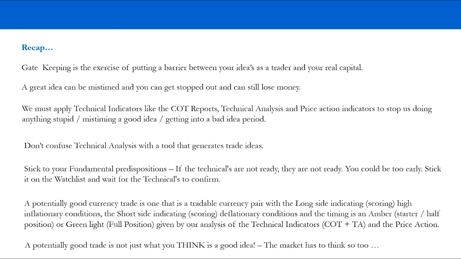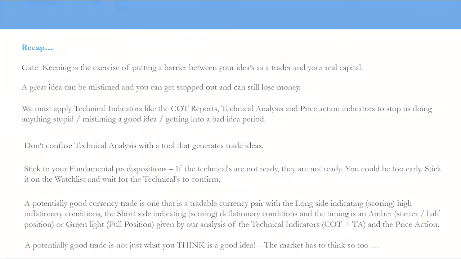So a potentially good trade is not just what you think is a good idea. The market has to think so too. We want the market on our side, and we want to time good trades or good ideas correctly. Let's go back over to the trading desk now for a full recap on technical analysis.